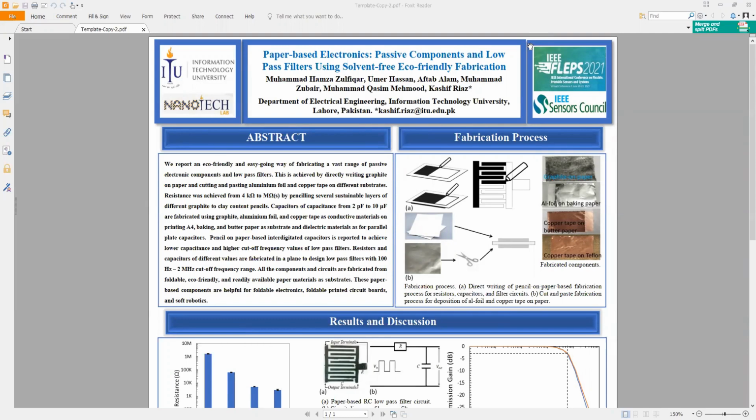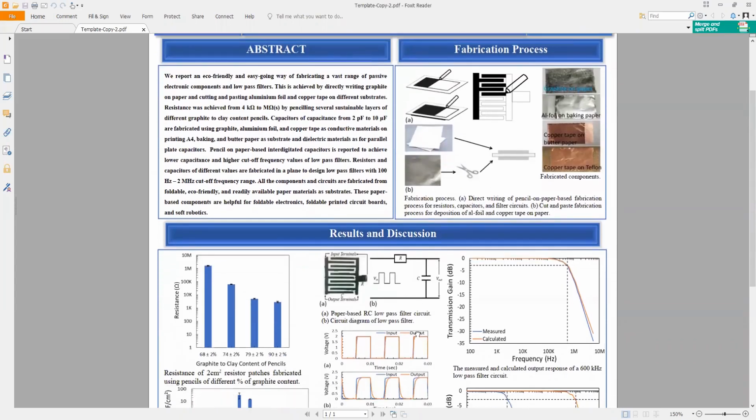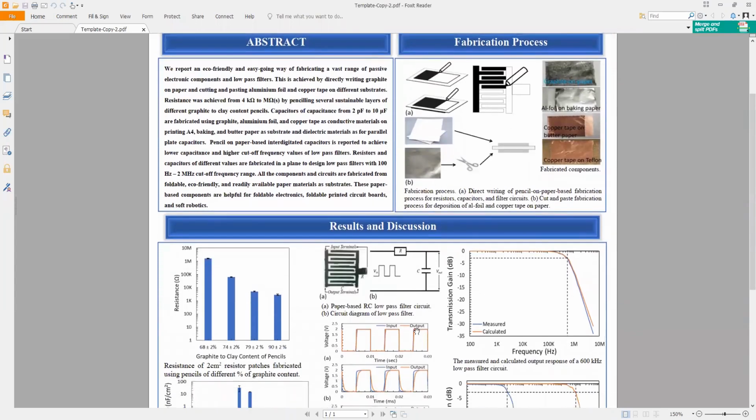For resistors, we use the pencil and paper based fabrication process using pencils with different graphite to clay content. We demonstrated resistance values from 4 kilo ohms to mega ohms by using different graphite to clay content pencils, as 8B, 4B, 2B, and 8B. As the graphite to clay content of the pencil is the highest, the resistance achieved is the lowest.